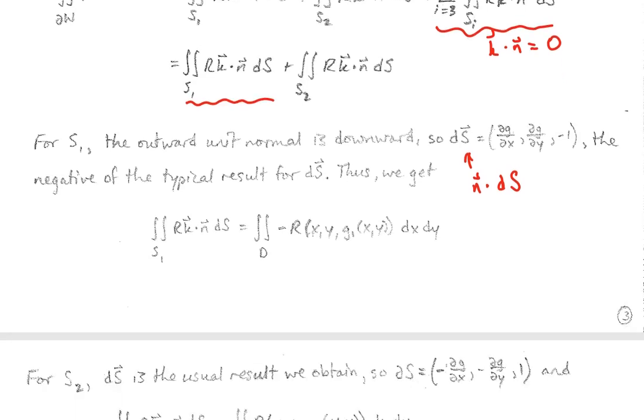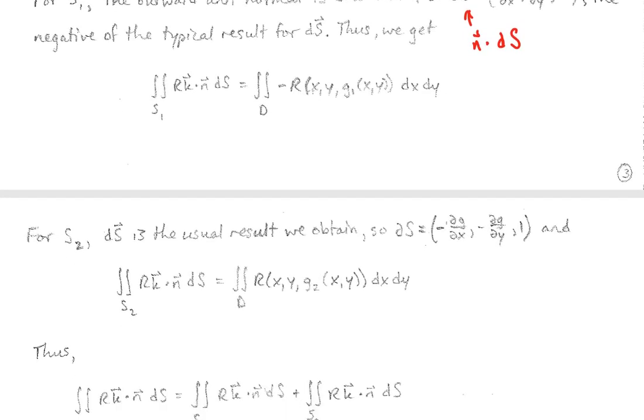For the surface S2, the outward unit normal is the upward pointing unit normal. This is what we're used to. So we find that n hat dS is going to be minus g sub x, minus g sub y, comma, +1. And when you make this substitution in, we're only looking at the k component, or the third component of this vector. So we're looking at r times 1, or r of x comma y comma g sub 2.